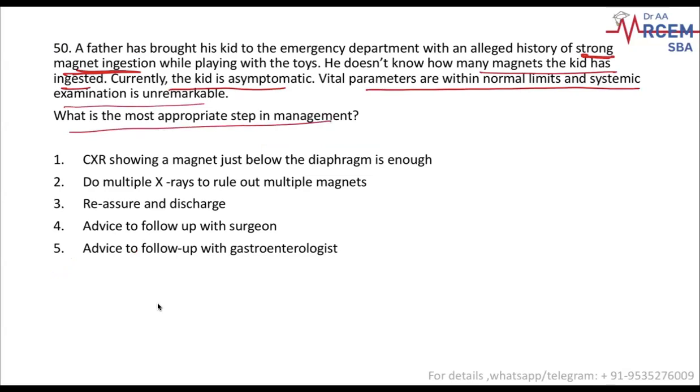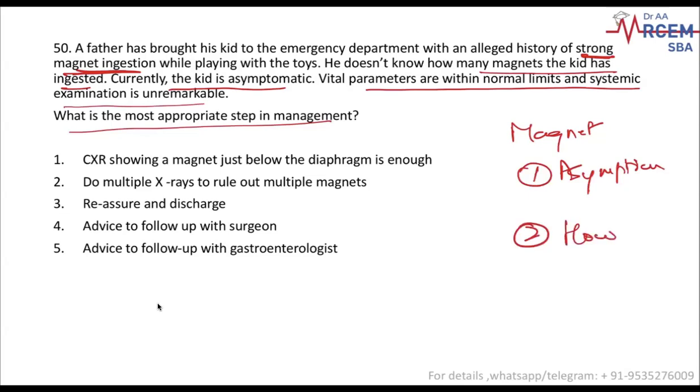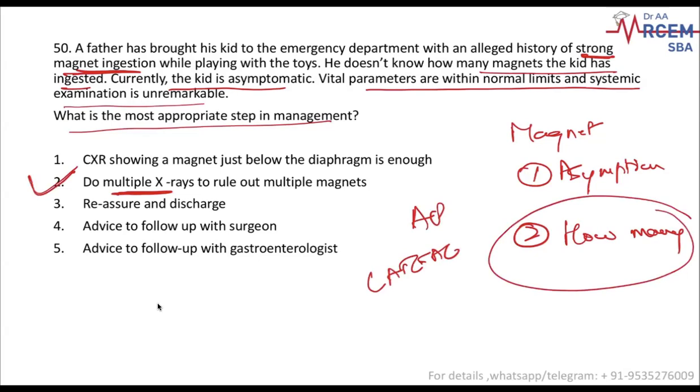It is very important whenever they ingest a magnet to know whether the patient is symptomatic or asymptomatic. This patient is asymptomatic. The second thing to be aware of is how many magnets. That can be known by getting an X-ray done. Do multiple views, AP and lateral views are preferred, because sometimes they overlap and you might see only one magnet. If more than one magnet is present, immediate removal should be done. That's why.